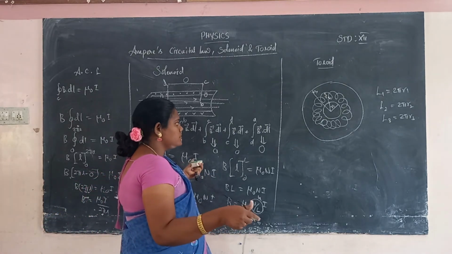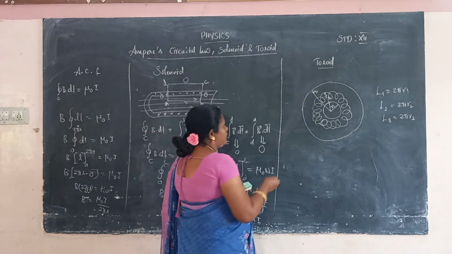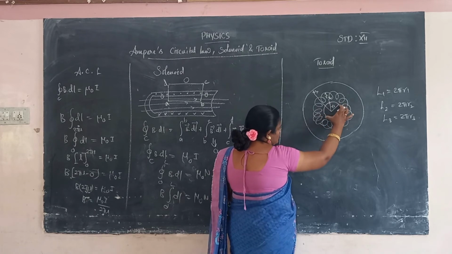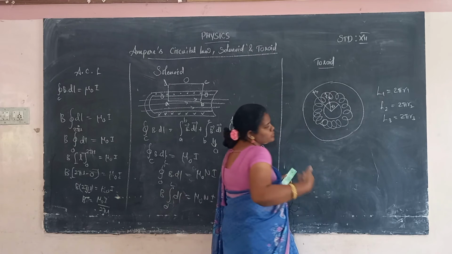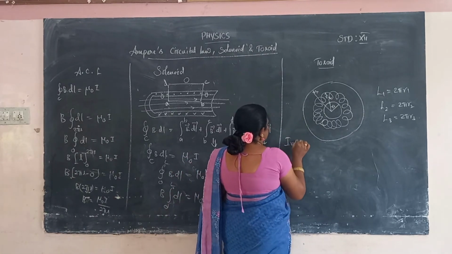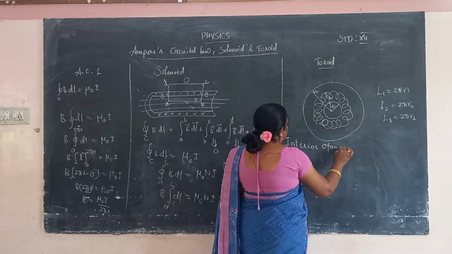First, the interior open space. Interior open space means the space inside the toroid, and exterior open space means the space outside the toroid, and we also have to consider the space within the toroid itself. So first, the interior open space.